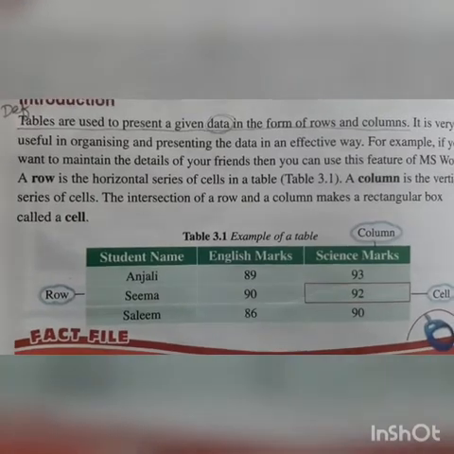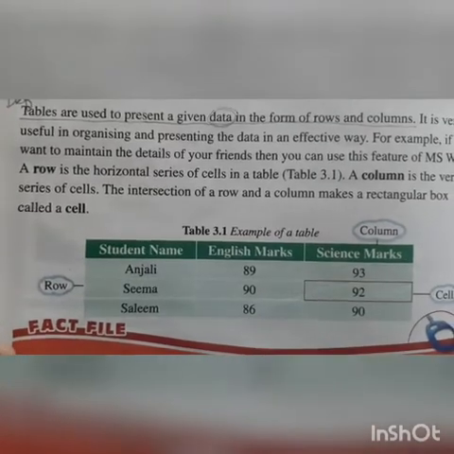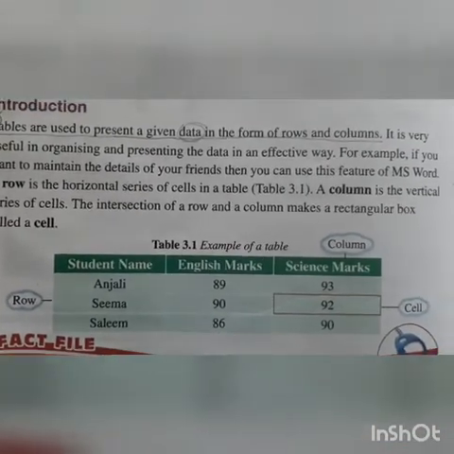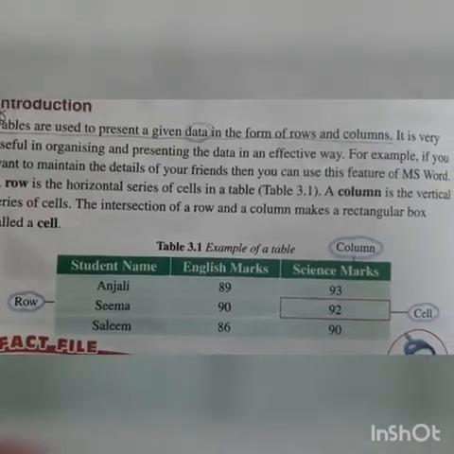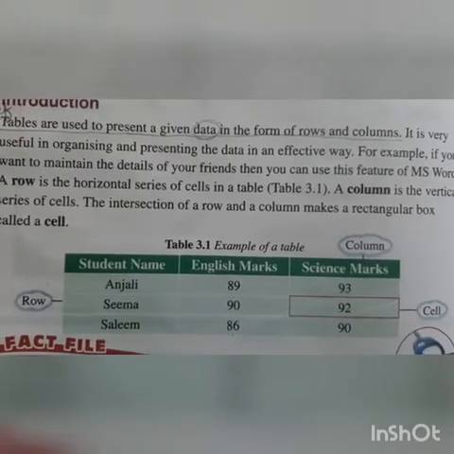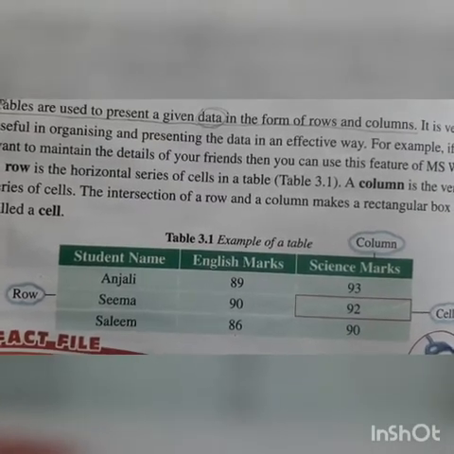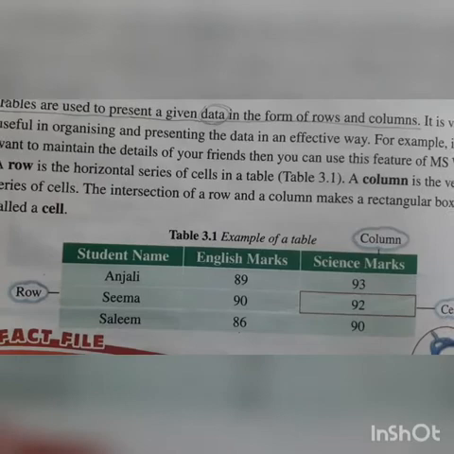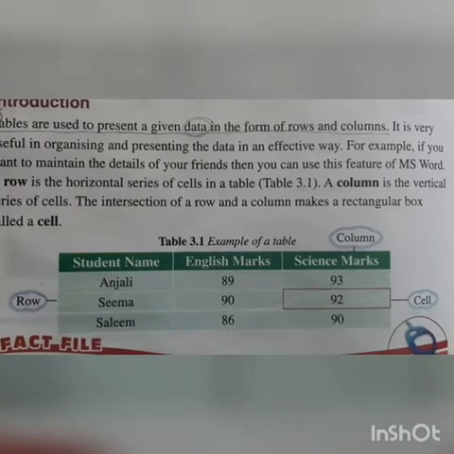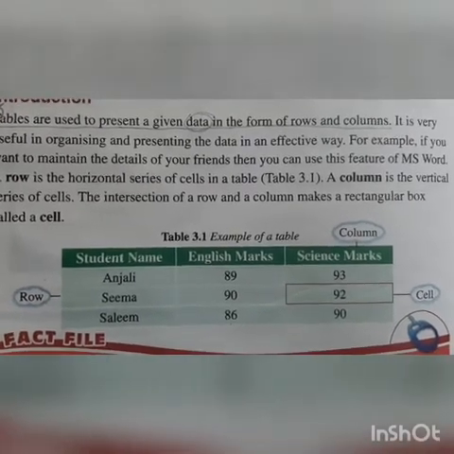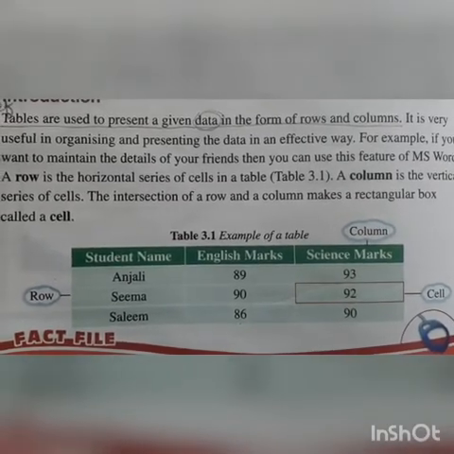Table 3.1, as you can see, these are the horizontal rows in our table. A column is the vertical series of cells, and these are vertical series: student name, English marks, science marks. These are all columns. When we intersect a row and a column, it makes a rectangular box called a cell. The intersection of a row and column makes a rectangular box called a cell.